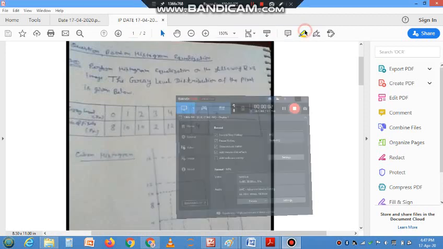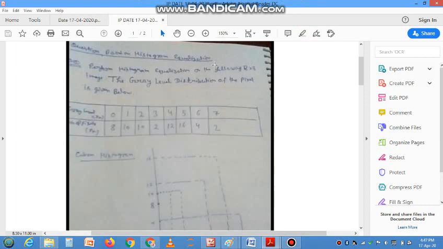Good morning students. Today in this lecture we will see the problem based on histogram equalization. Histogram equalization is an important topic from exam point of view, and most of the time a problem is asked on this topic. Okay, so let us see a problem.